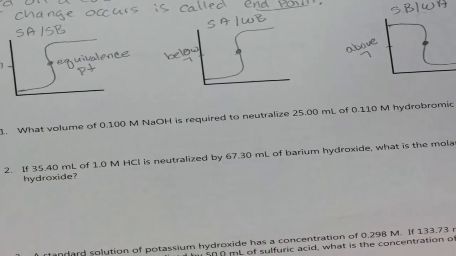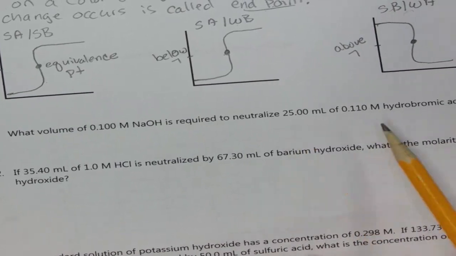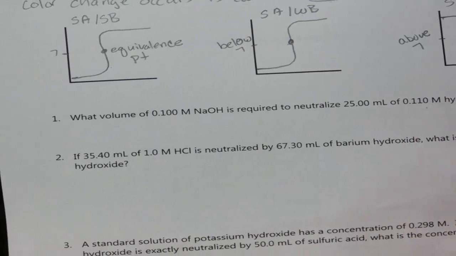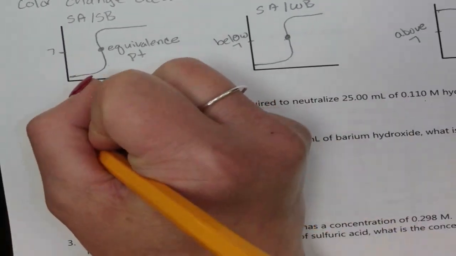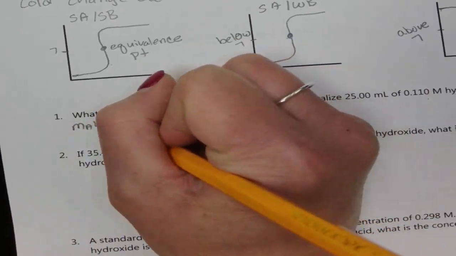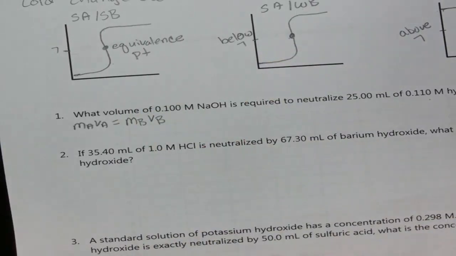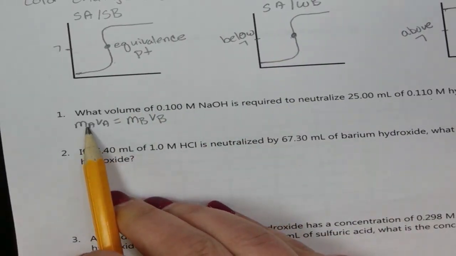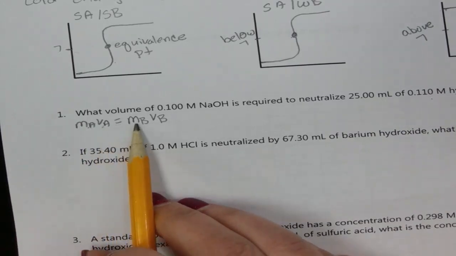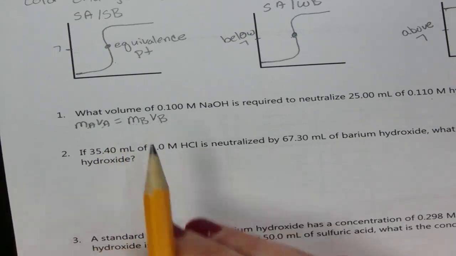What volume of a 1 molar sodium hydroxide is required to neutralize 25 milliliters of 0.1 molar hydrobromic acid? Now, I'm going to give you a shortcut here, but I'm very hesitantly giving you this shortcut because students often use it incorrectly. So when I give you this shortcut, I need you to pay very close attention to when you use it. The molarity of the acid times the volume of the acid added equals the molarity of the base that is used times the volume of the base used.